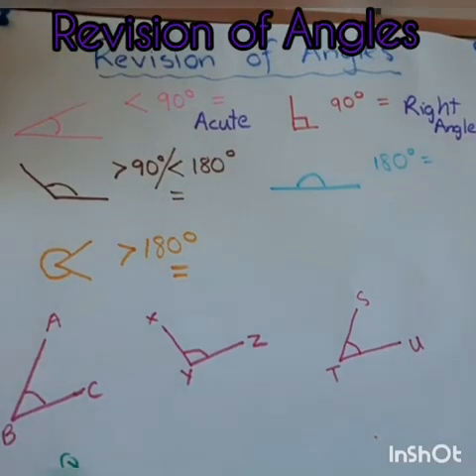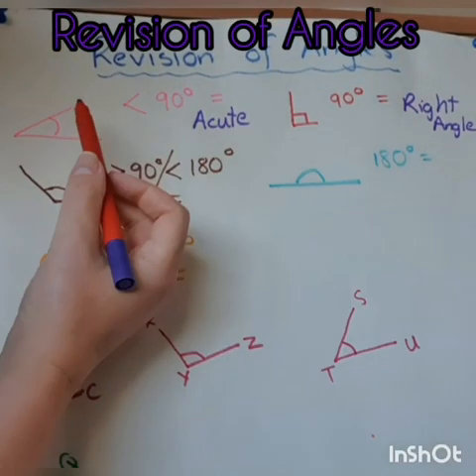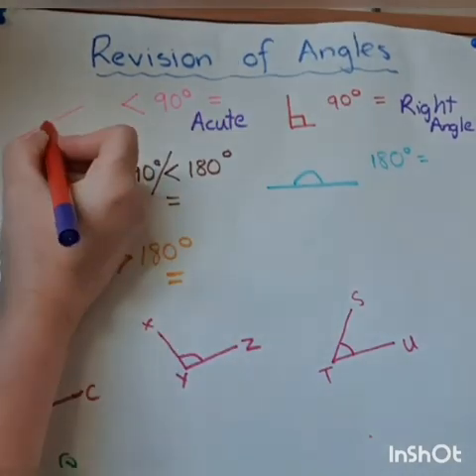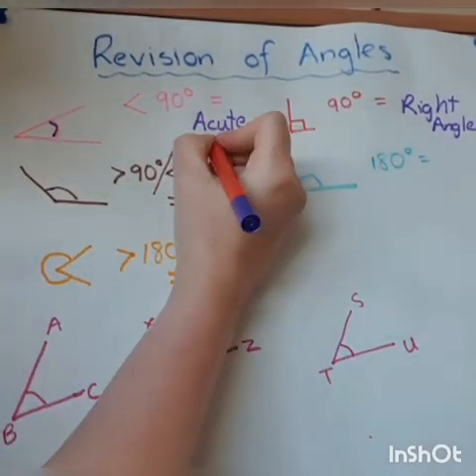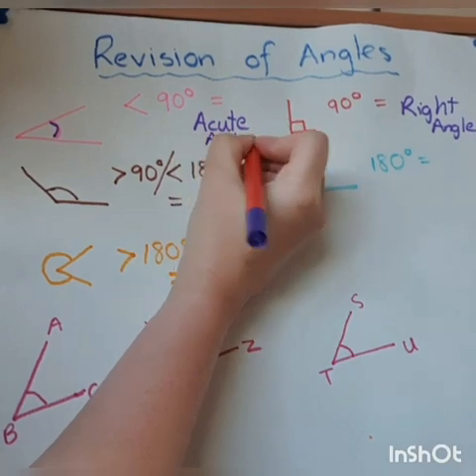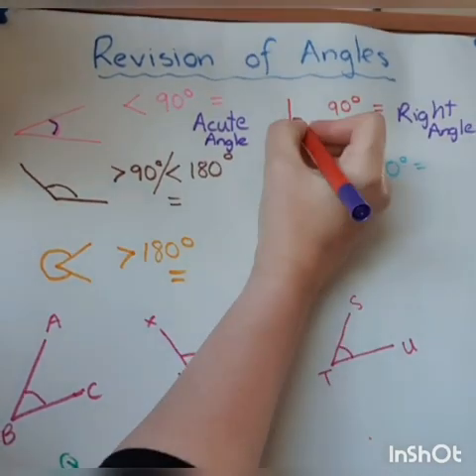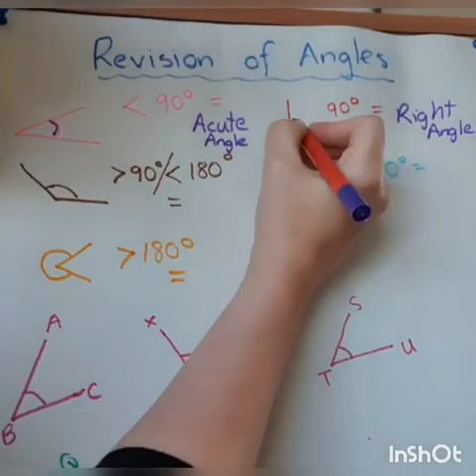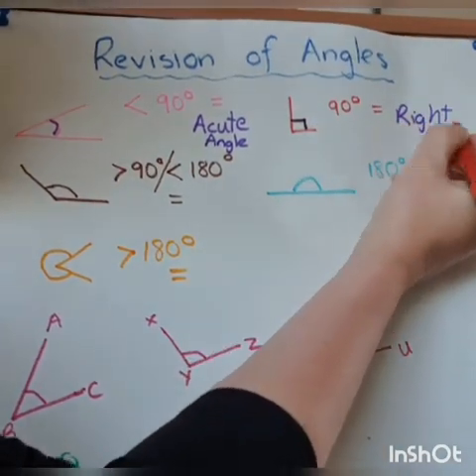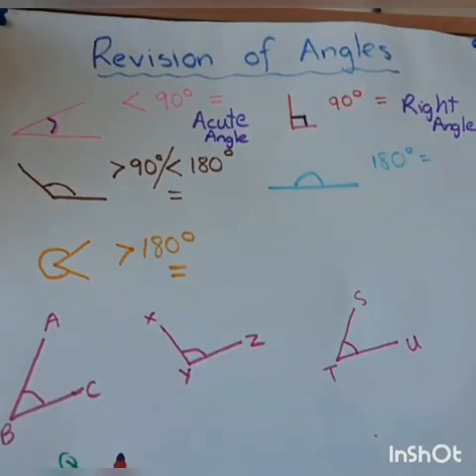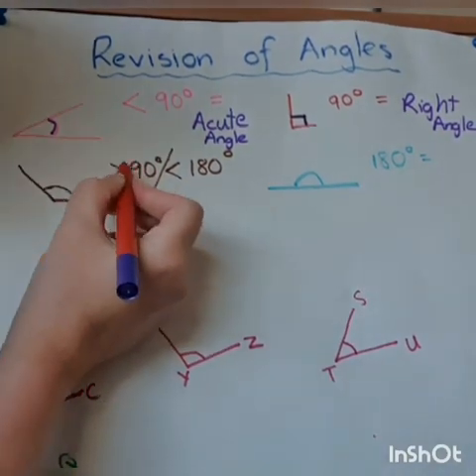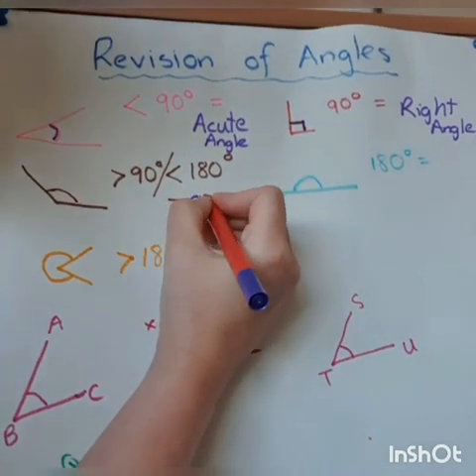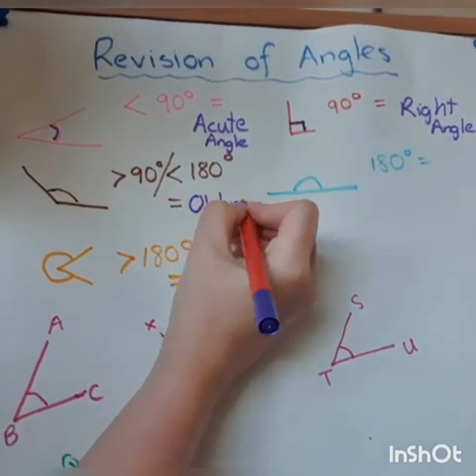Okay, a little bit of revision of angles for everyone. An angle that is less than 90 degrees would be known as an acute angle. An angle that is exactly 90 degrees and is usually marked with the straight lines like a square is known as a right angle. An angle that is more than 90 degrees but less than 180 is known as an obtuse angle.